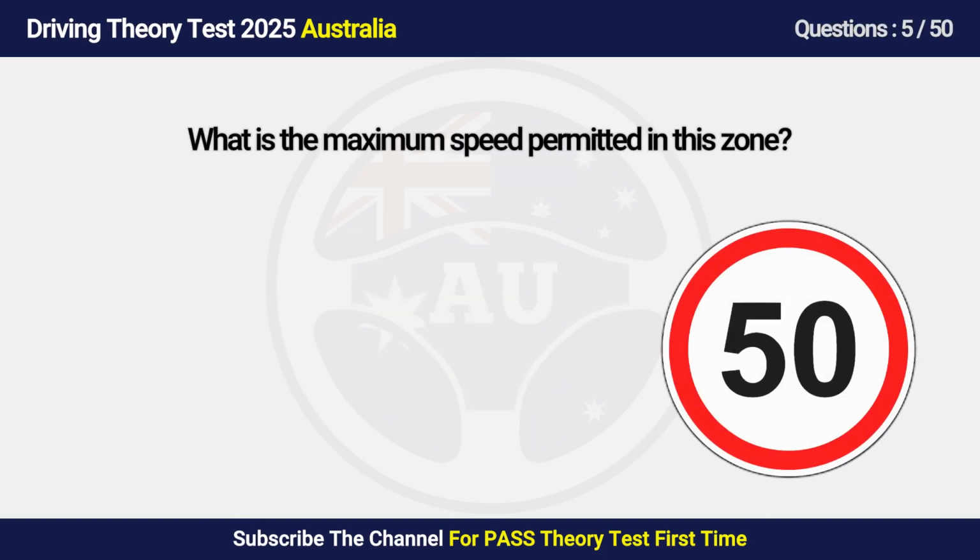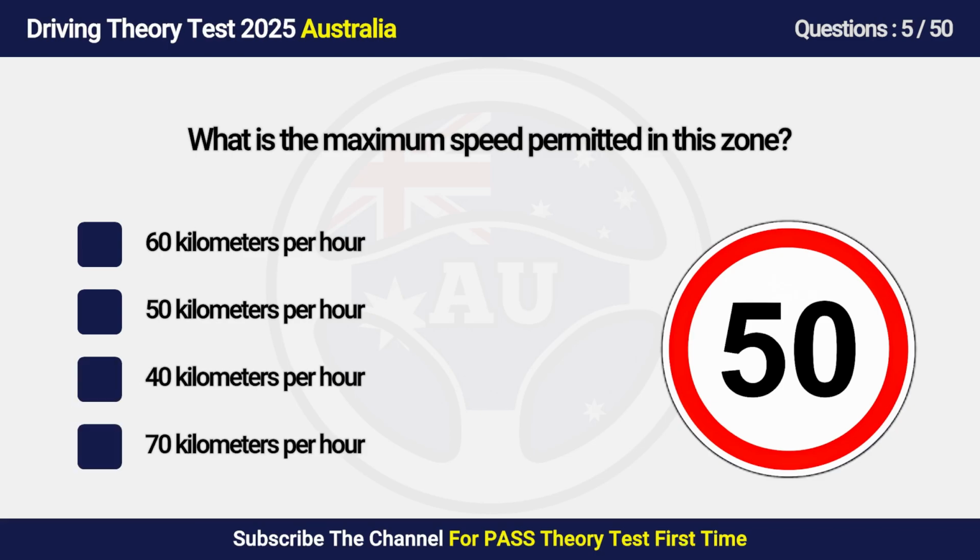Question 5. What is the maximum speed permitted in this zone? A. 60 kilometers per hour. B. 50 kilometers per hour. C. 40 kilometers per hour. D. 70 kilometers per hour.